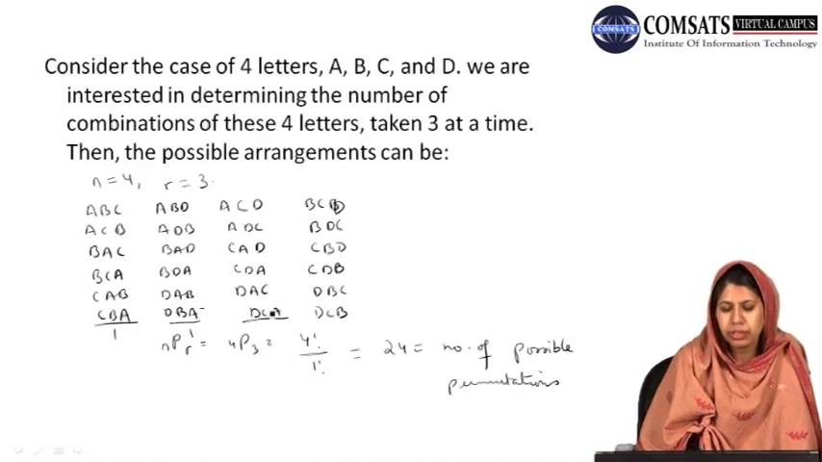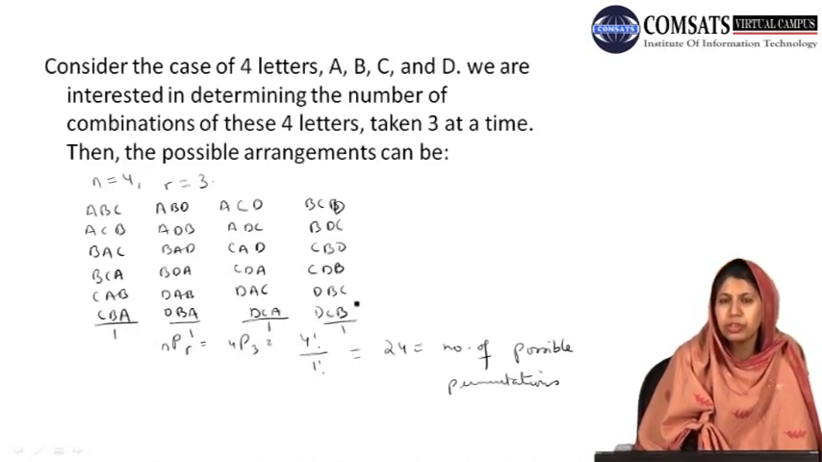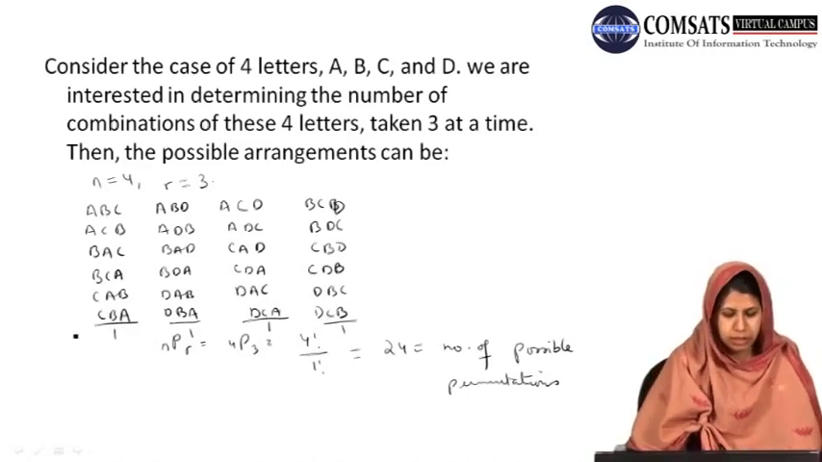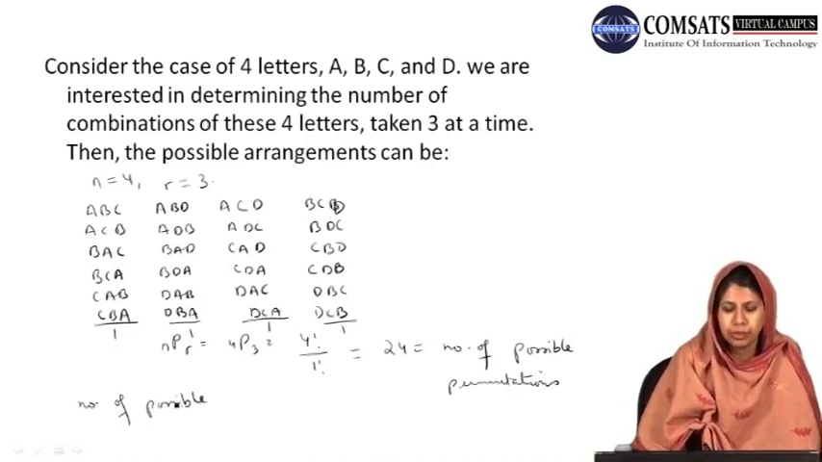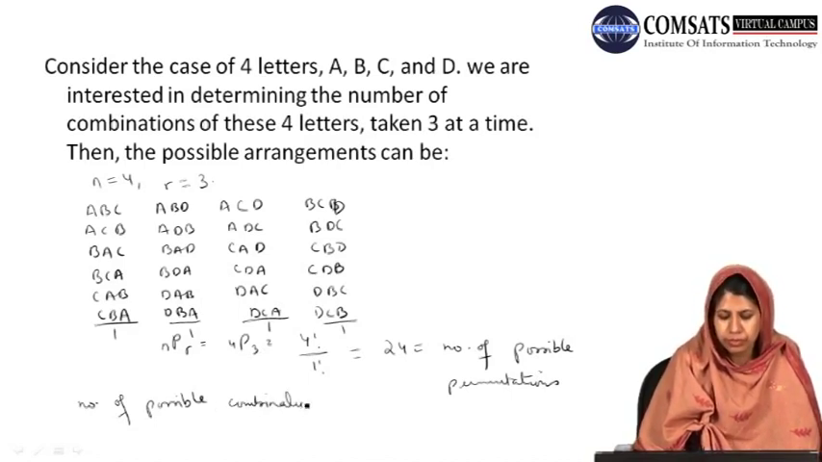Similarly, for the third column we obtain only one combination, and from the fourth column only one combination. So the number of possible combinations we have obtained when we have taken 3 letters from the 4 letters is only 4.